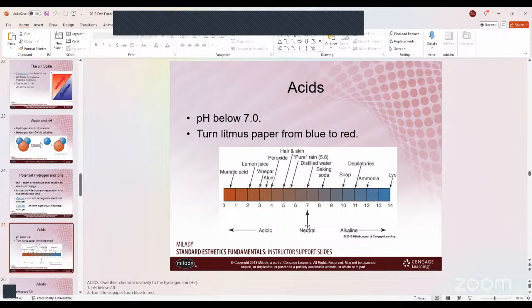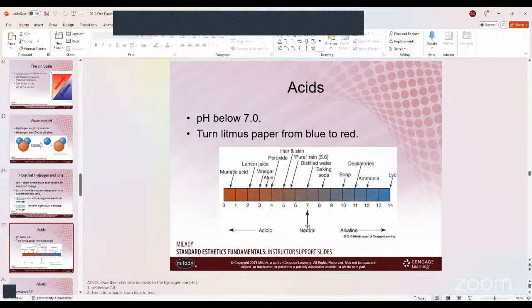And so if you look here on the acid going from blue to red, okay, we have a muriatic acid, lemon juice, vinegar, alum, peroxide, hair, skin, and nails, pure rain, distilled water. All right. And then distilled water is going to be 7, which is considered neutral. What we don't have on here is insertion of chemical peels. And so the chemical peels can go anywhere between this 0 to 3. And then you got enzymes that may also fall between 3 and 4.